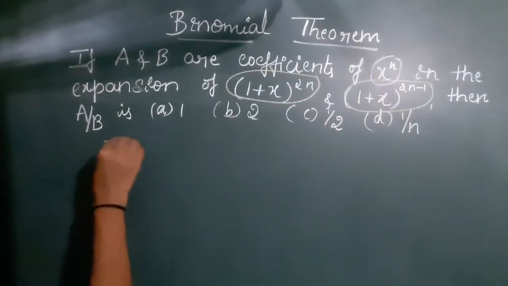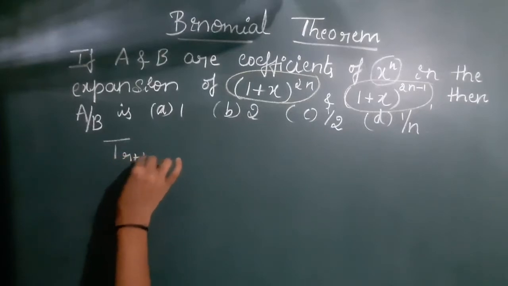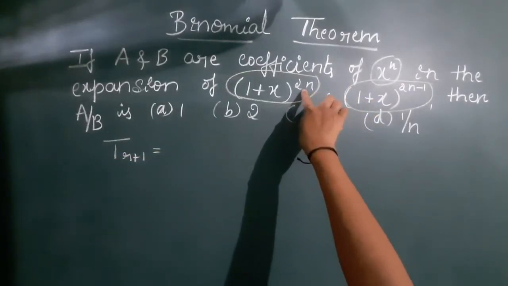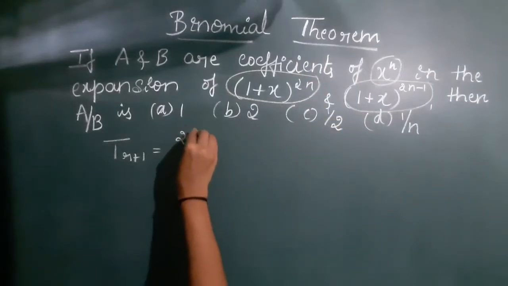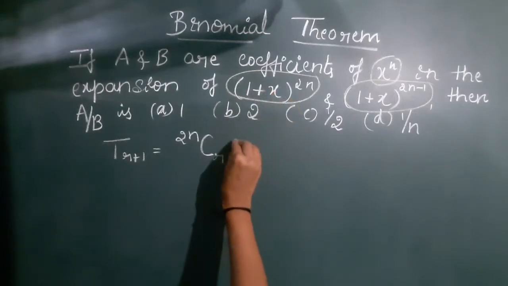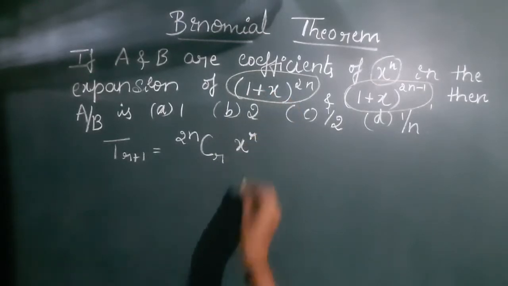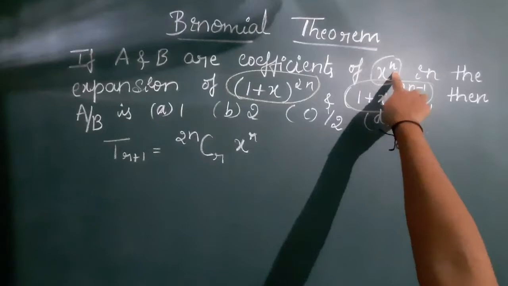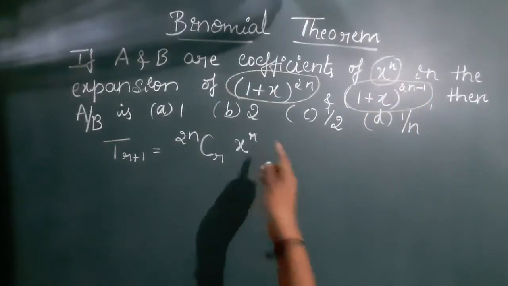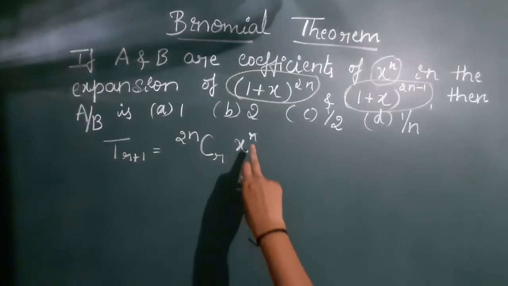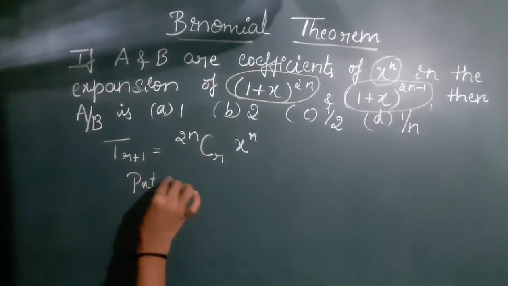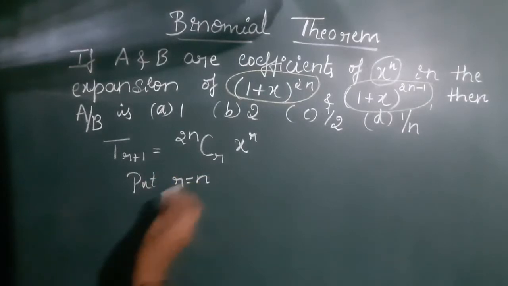So similar to that previous one, T(r+1) is equal to the value of n. What is this? It is 2n C r, 1 to the power, no need to write. So this will be x to the power r. I need the coefficient of x to the power n. Here I got x to the power r, right? To get the coefficient of x to the power n, what we have to do? We just need to substitute r is equal to n. Agree, put r is equal to n. So what we'll get?